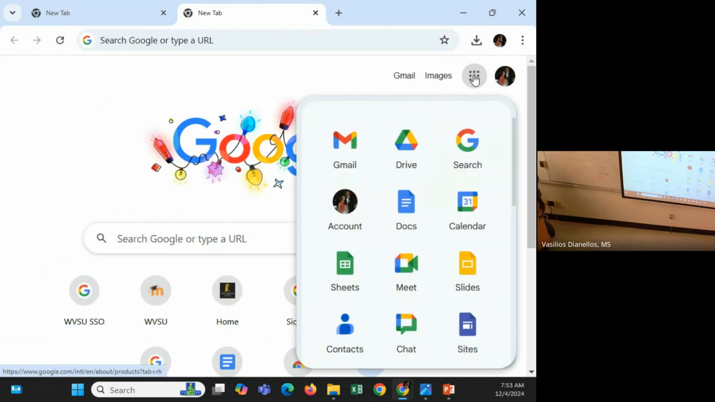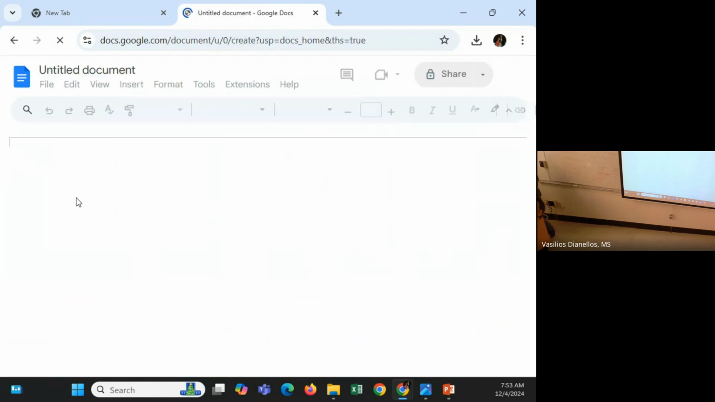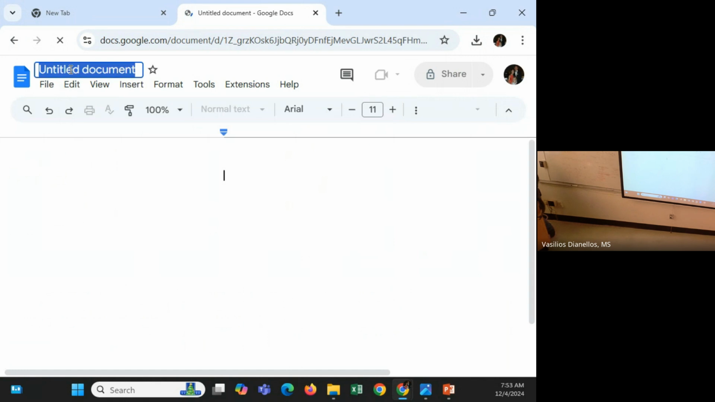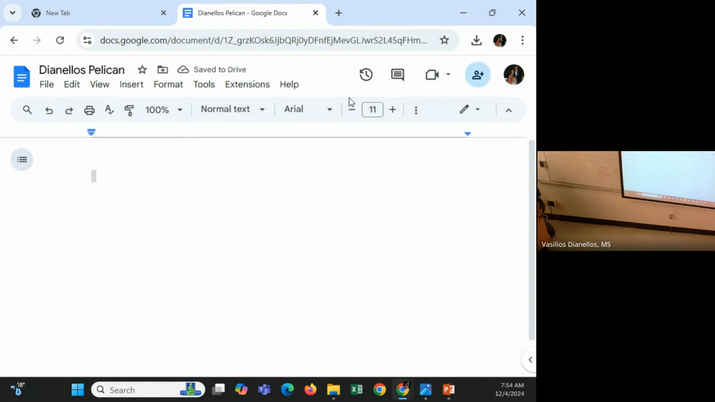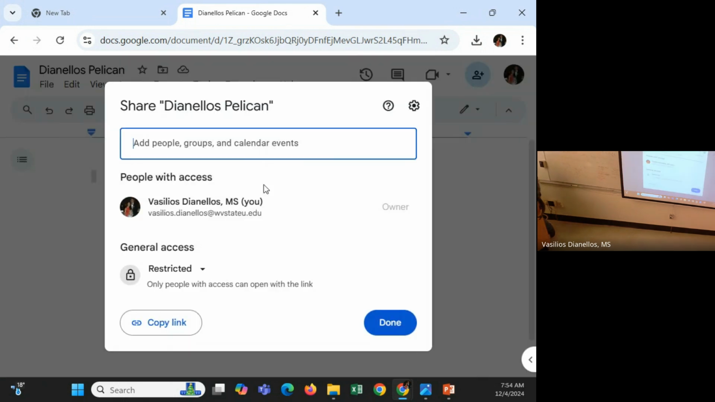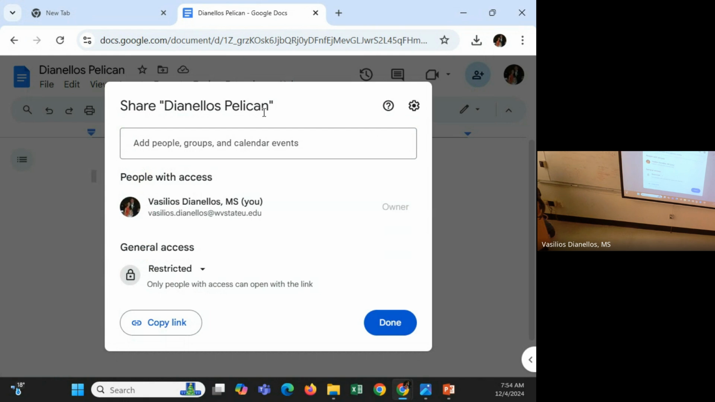So you go over here to the top right, go to Google Docs, start a blank document, name it whatever you want. I would recommend maybe your last name, and then the topic that you are writing about. So Dianello's pelican, right? Once you've done that, you're going to share it with me, because it's my document. You would go up here and type in my name and share it with me. Basically the same thing you did with pre-tabs. That's where you do it.